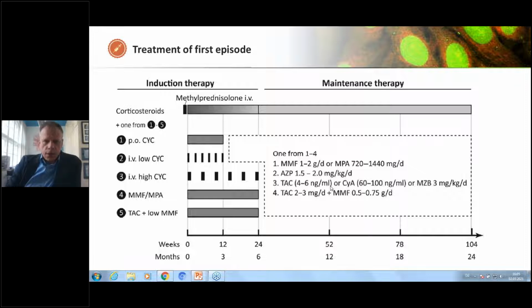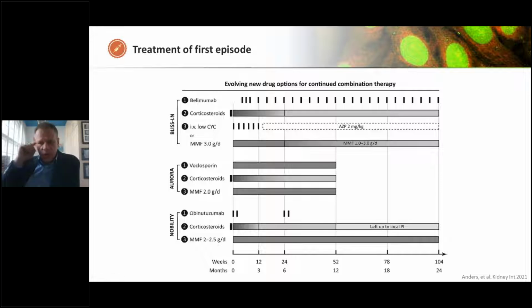But the new avenue now is the upcoming drugs. You have heard about the three trials. Lupus nephritis is now also within the label for belimumab as an add-on therapy. Voclosporin will come this year, and obinutuzumab, the better rituximab, is on the horizon. And I don't want to discuss these drugs in detail.